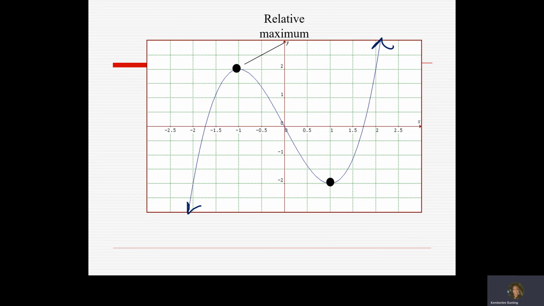Now, why is it not an absolute maximum? I'll tell you. Because we have other higher points. There is something higher. But right here, round about this part of the graph, I have a maximum value.